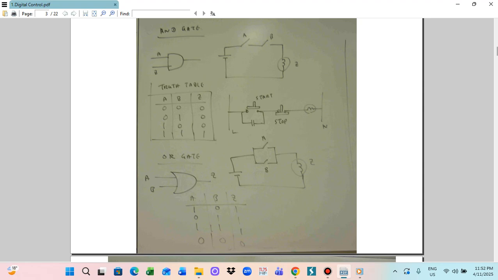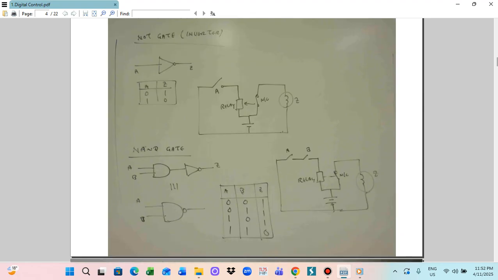After that, you can also see the NOT gate. The NOT gate is similar to an inverter. So the input waveform is inverted by the NOT gate. Input 1, output 0, and input 0, output 1. So this is the NOT gate function. The function: A0 gives Z1, A1 gives Z0. So this is for the truth table.